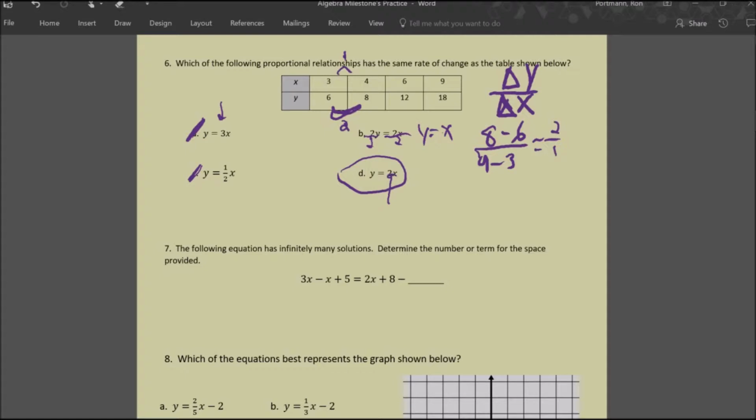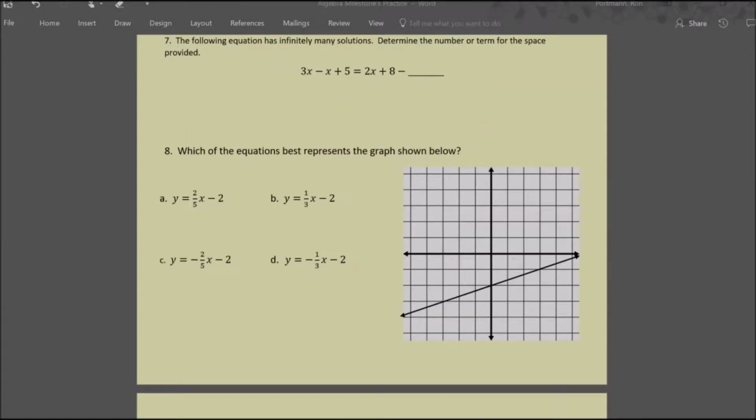All right. Number 7. Okay, question number 7. This is a good question. It says the following equation has infinitely many solutions. So if your answer is going to be infinity, what is going to happen is at the very end, after you combine the like terms, it is going to say 0 equals 0. All right.